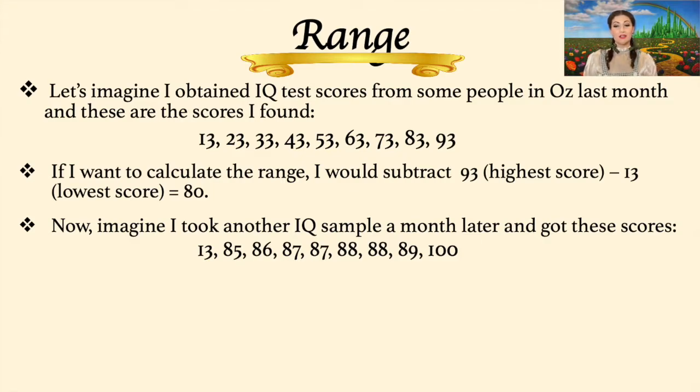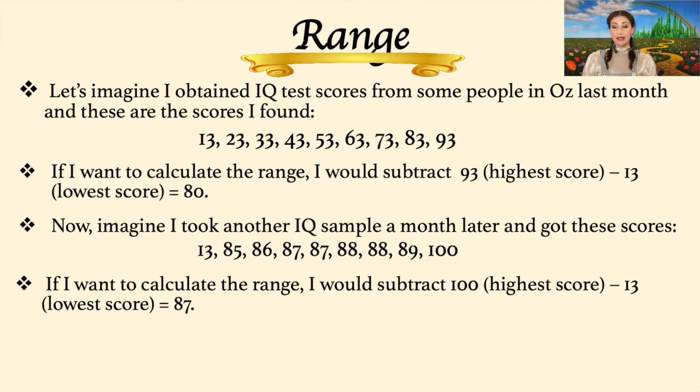Now let's imagine that I took another sample of IQ scores a month later, and these are the scores I get: 13, 85, 86, 87, 87, 88, 88, 89, and 100. If I were to take the range of these data, I would again take the highest score, which is 100, and subtract the lowest score, which is 13, and get a range of 87. So you can see that the first number in my distribution, that number 13, is definitely an outlier from the rest of the data points.